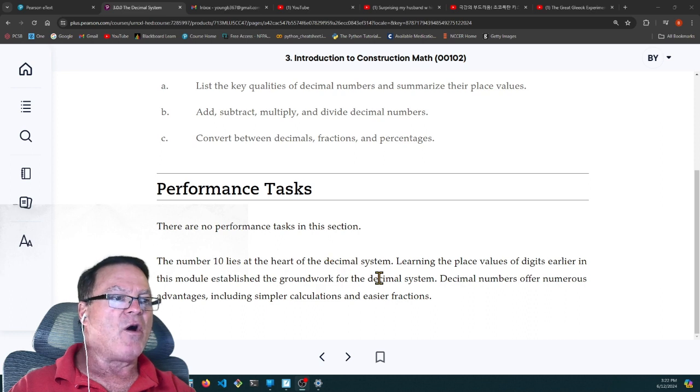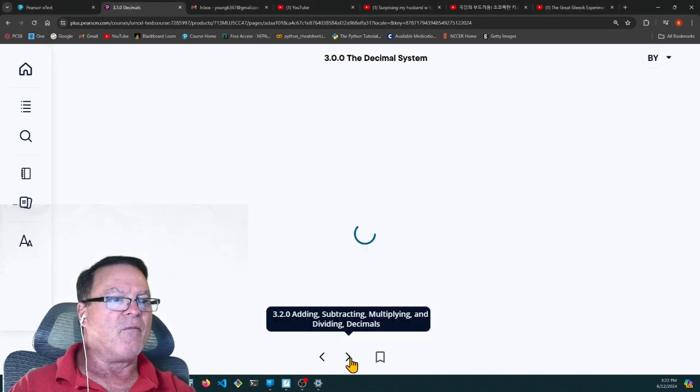Number 10 lies at the heart of the decimal system. Learning the place values of digits early in this module establishes the groundwork of the decimal system. Decimal numbers offer numerous advantages, including simpler calculations and easier fractions.